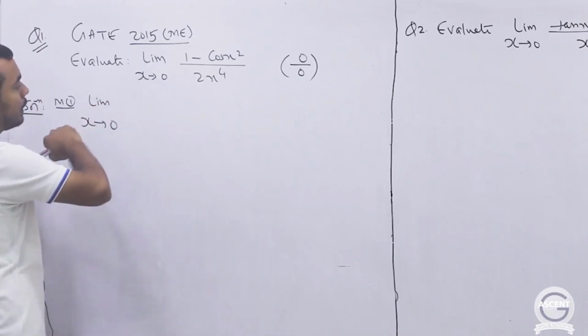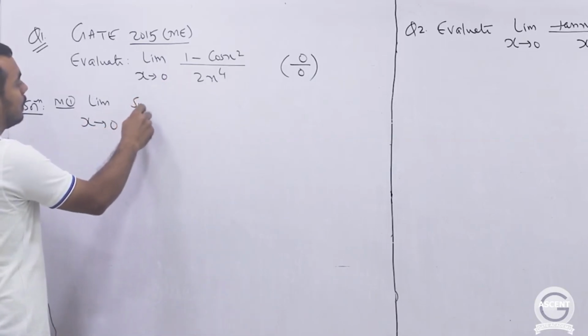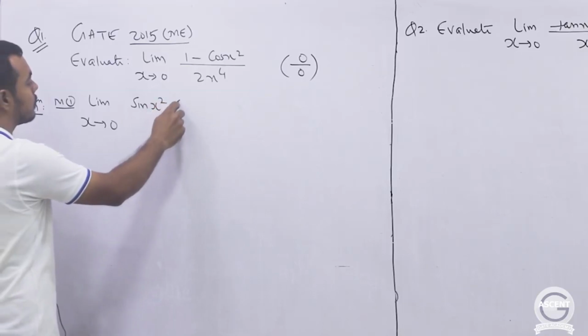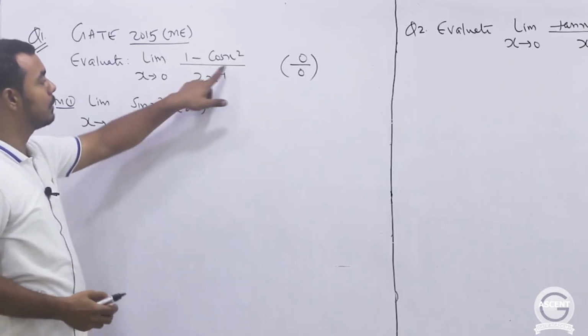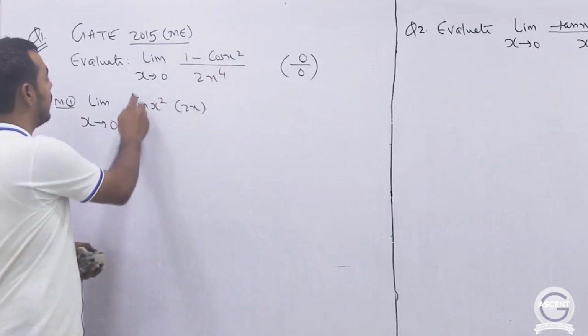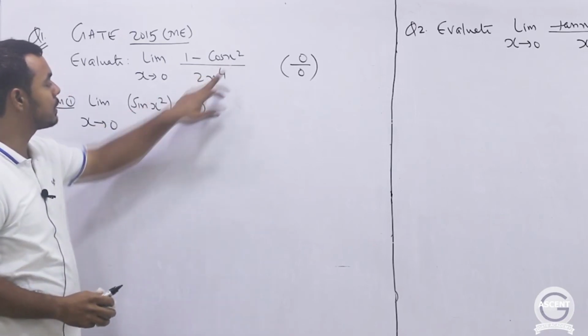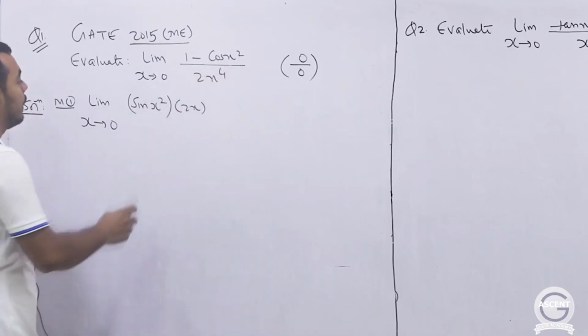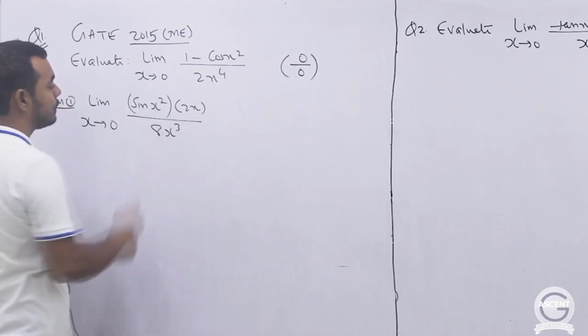If I differentiate the numerator, the derivative of minus cos x square will be plus sin x square into 2x. We have to apply the chain rule here. So first we need to differentiate with respect to x square, which will give us sin of x square. Then the derivative of x square with respect to x will be 2x. And the derivative of the denominator will be 8x cube.